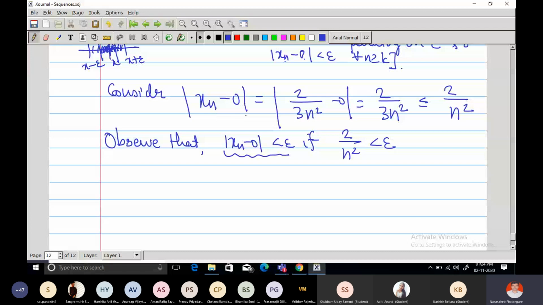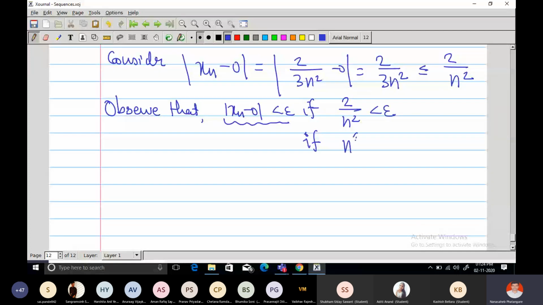But I got something different. So xn minus 0 is less than 2 upon n square. And now I understand, if I make this larger amount less than epsilon, certainly this xn minus 0 would be less than epsilon. That I understand by this observation, right? But 2 upon n square is less than epsilon if n square is greater than 2 upon epsilon.